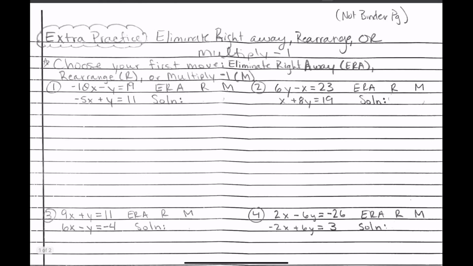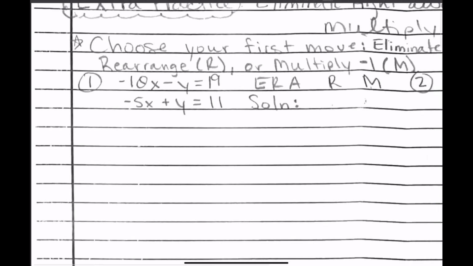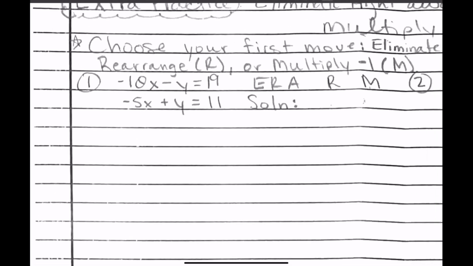Alright, so today's video is about extra practice and how to know if you can eliminate right away, if you need to rearrange first, or if you need to multiply by -1. So let's look at the first one here. We have -10x minus y equals 19, and then -5x plus y equals 11.